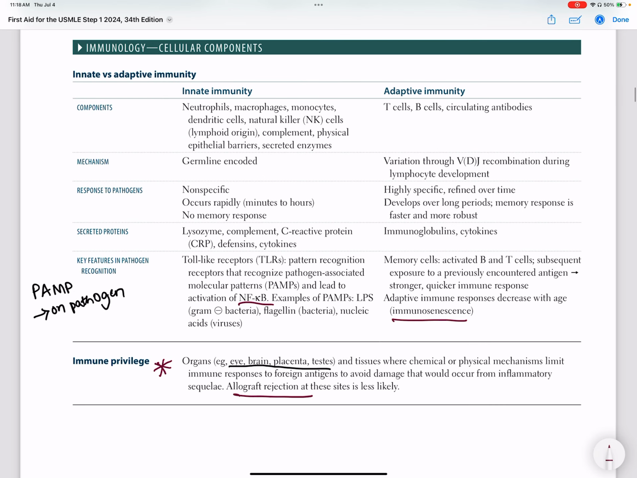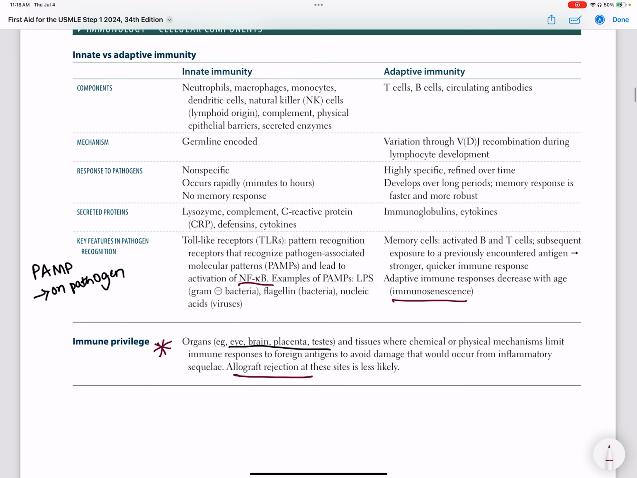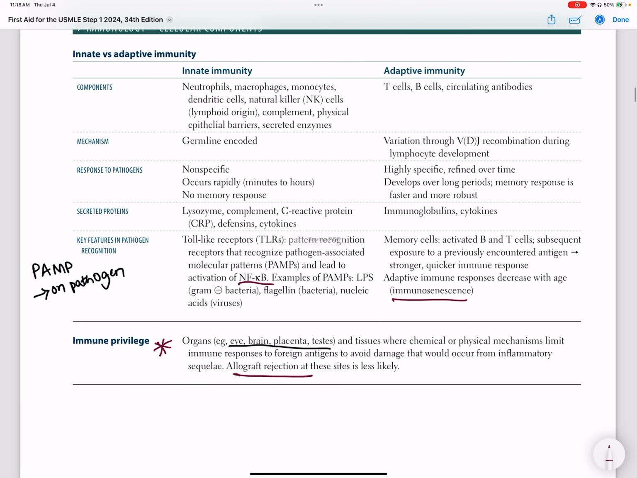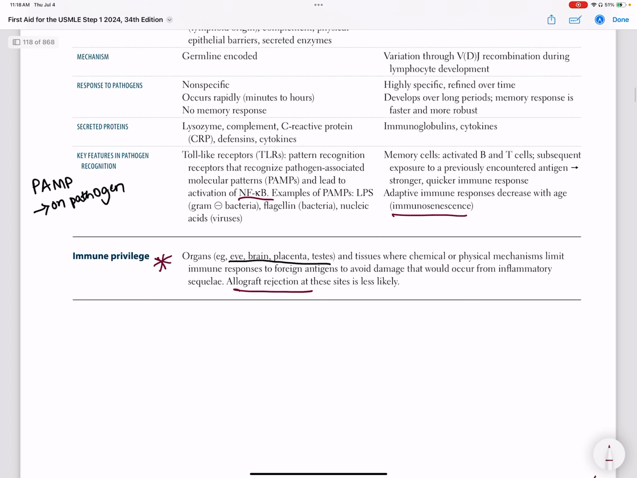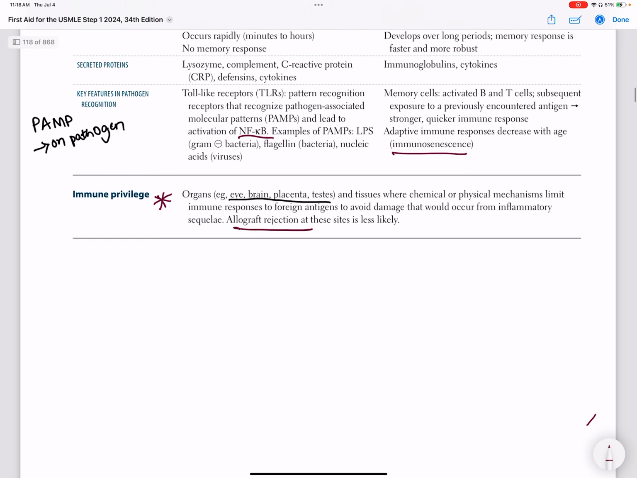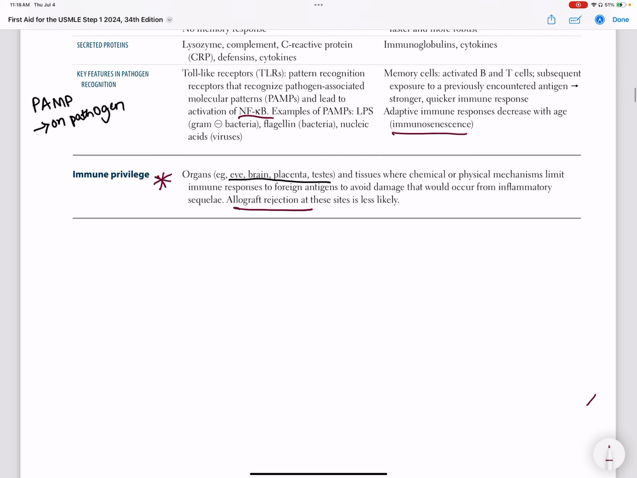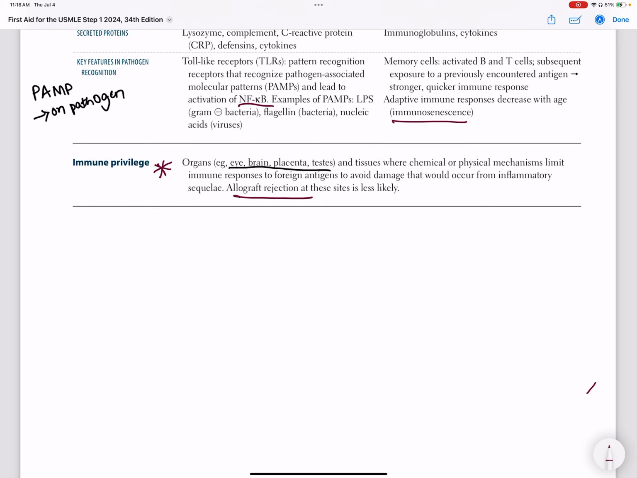Next, we have adaptive immunity: T cells, B cells, and circulating antibodies. Mechanism is VDJ, that is, variation through VDJ recombination during lymphocyte development. Response is highly specific, refined over time. It develops over long periods. Memory response is faster and more robust. Immunoglobulins and cytokines. Then key features in pathogen recognition: memory cells, activated B and T cells, on subsequent exposure to a previously encountered antigen, give a stronger, quicker immune response. Adaptive immune responses decrease with age, immunosenescence.